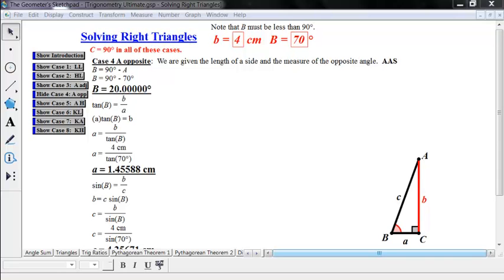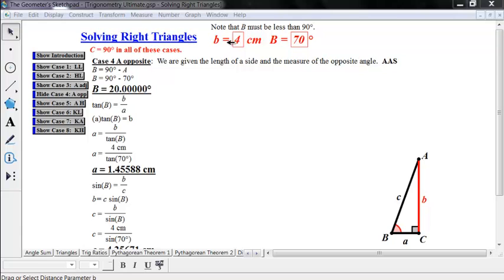So when we enter that in, we need to enter in for angle B whatever acute angle we have. In other words, it has to be bigger than 0 and less than 90 degrees. B can be any length that we want then. So let's work one of these. Here's where B is 4 centimeters and angle B is 70 degrees.